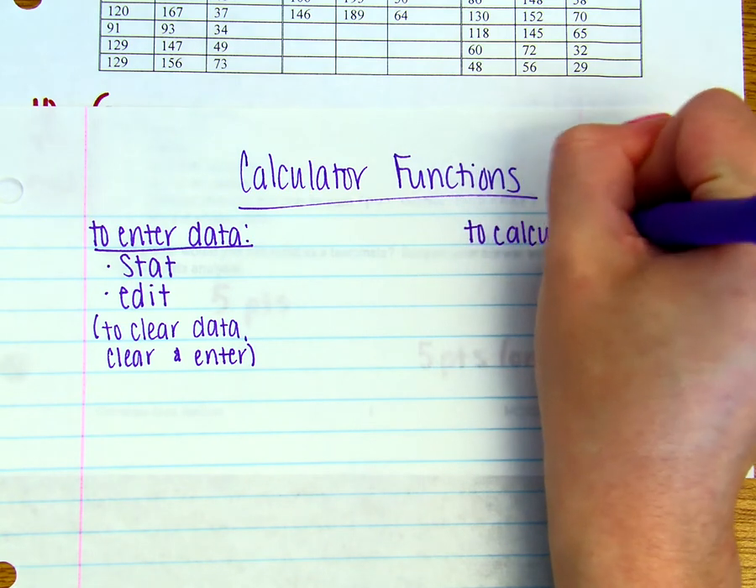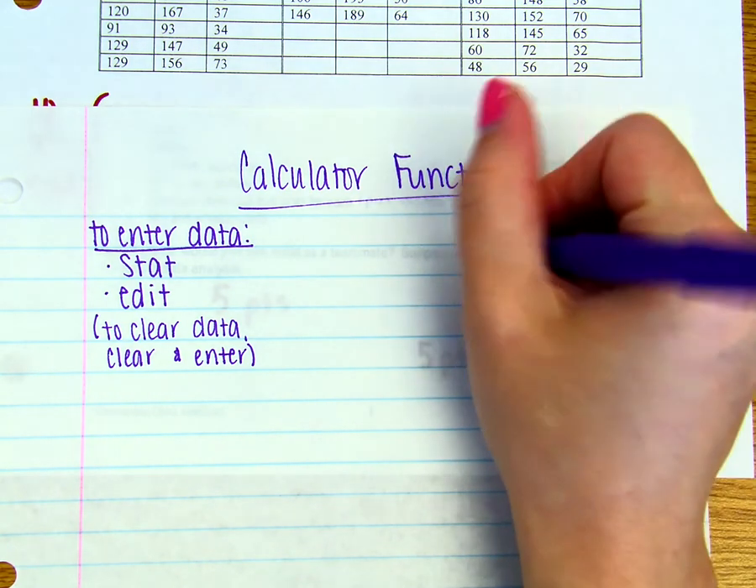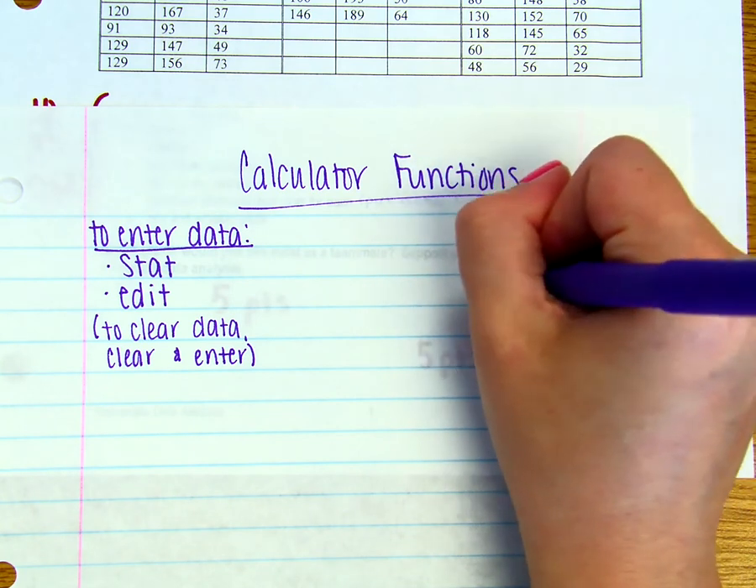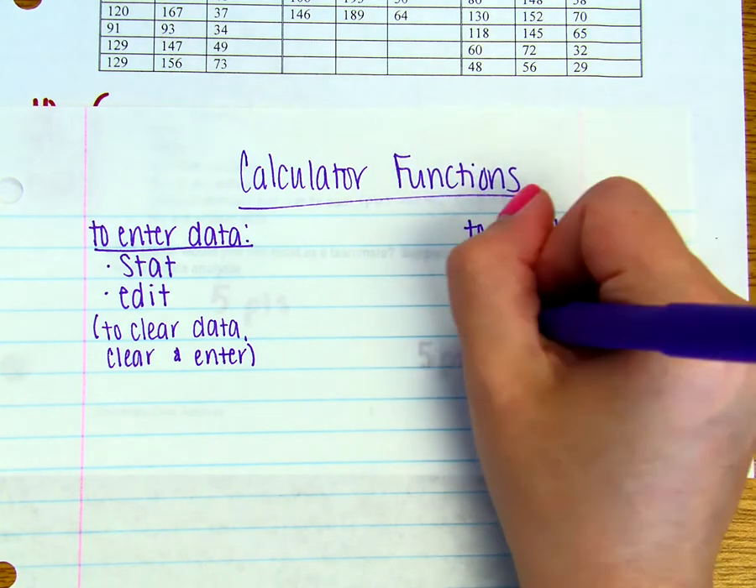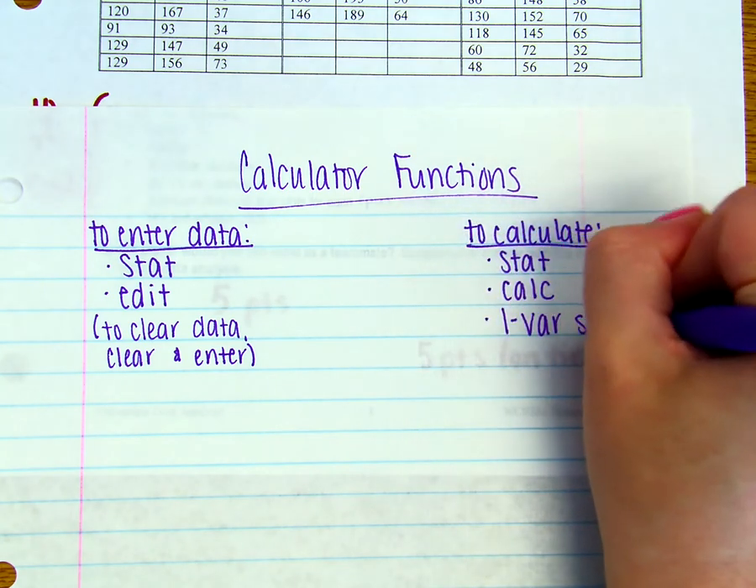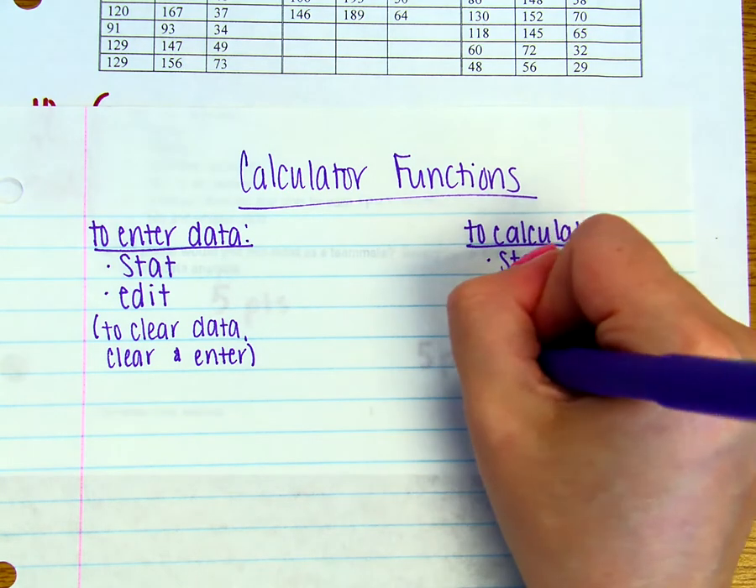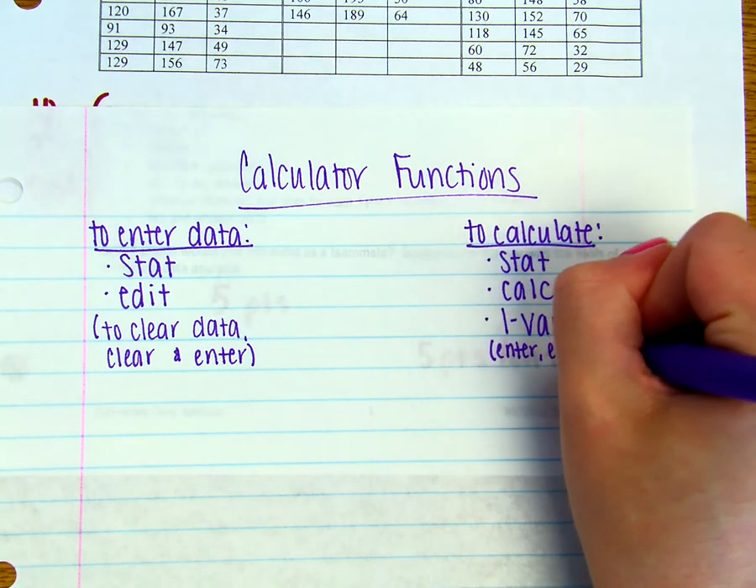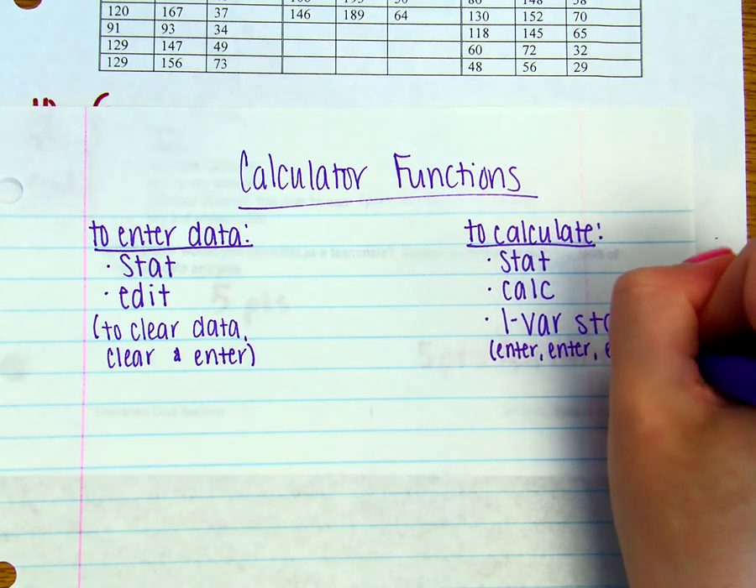to calculate, we are going to press Stat, Calc, and then we select one var stats. And then this is where we have to hit enter, enter, enter, until it gives us that big data screen.